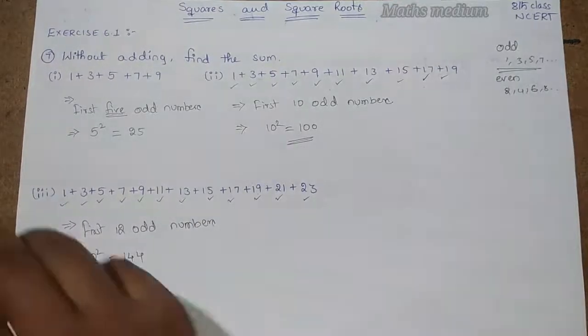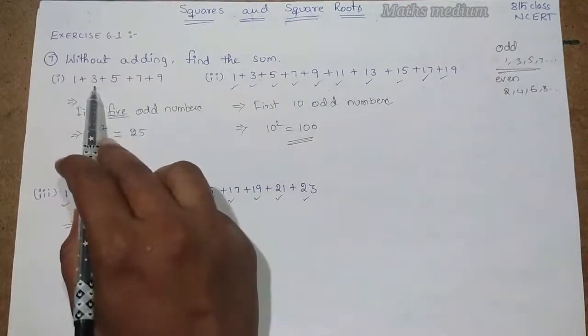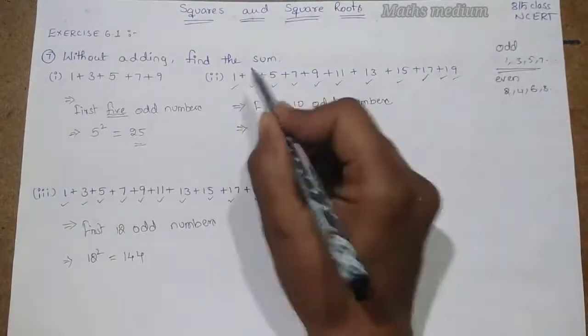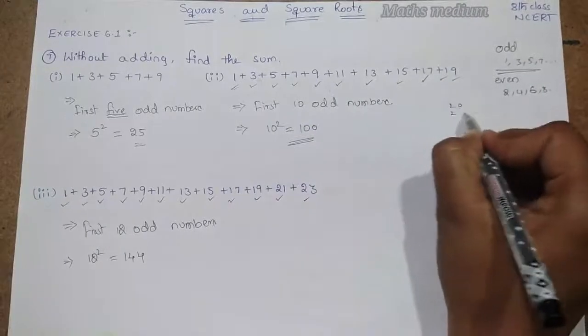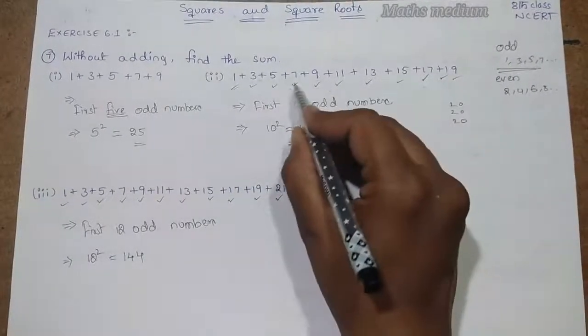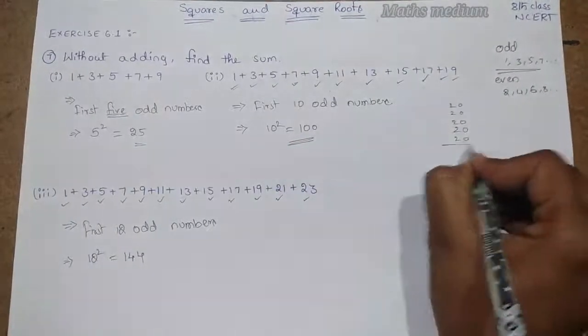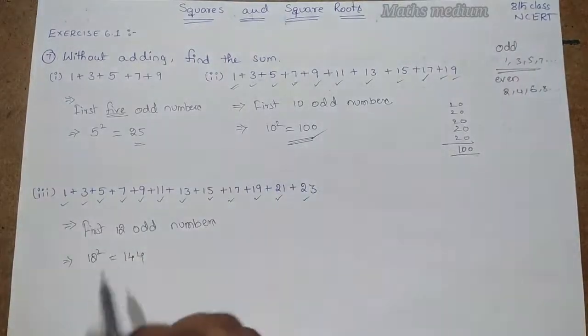If you want to check this, see 9 plus 1, 10, 7 plus 3, 10, 25, right? Similarly here also: 19 plus 1, 20, 17 plus 3, 20, 5 plus 15, 20, 7 plus 13, another 20, 9 plus 11, another 20. 5 20s are 100, right? This is the answer. Similarly here also.